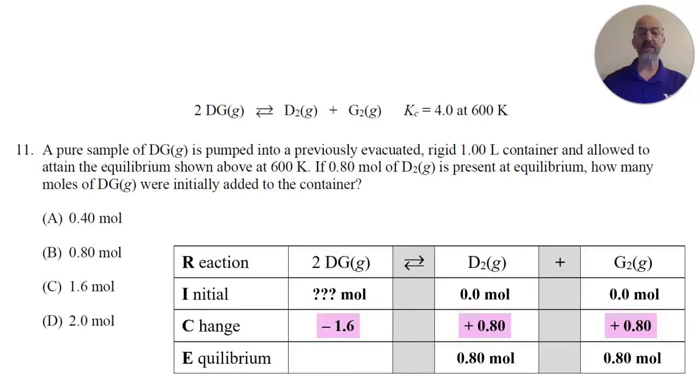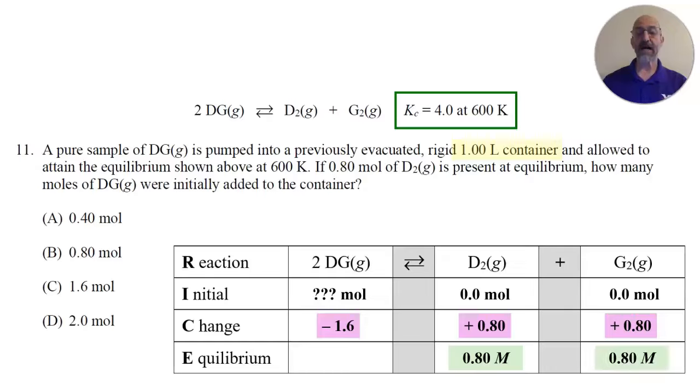Now, the next step in terms of solving and filling in this RICE table is I need to do a little bit of algebra that is related to the equilibrium constant expression. So the value of Kc is equal to 4.0, and I'm going to write concentrations instead of moles in the bottom row of my RICE table. So instead of writing 0.80 mole, I will write 0.80 moles per liter, or molarity. And that's because we have a 1 liter container, so I'm dividing the number of moles by 1 liter. So 0.80 molar are the concentrations of the products D2 and G2 at equilibrium.